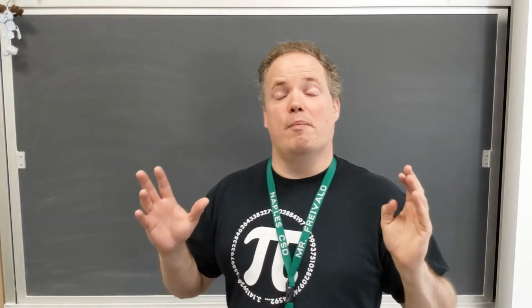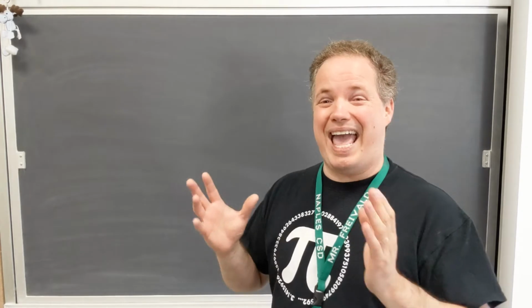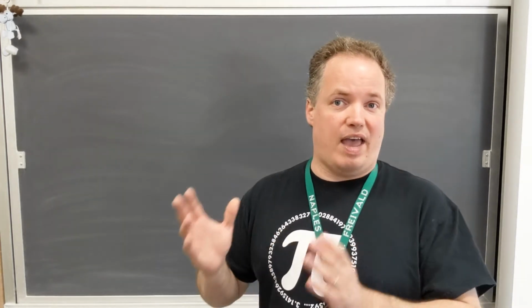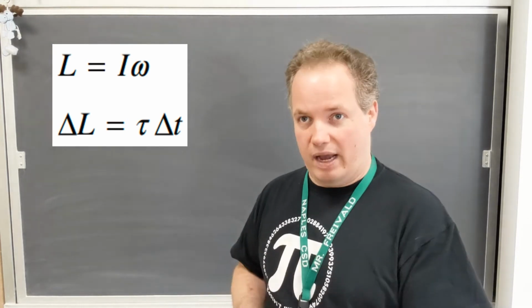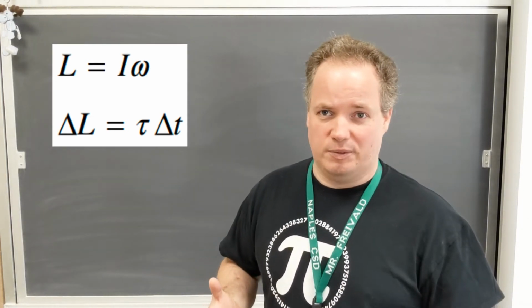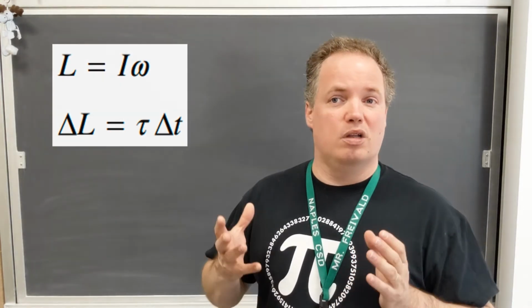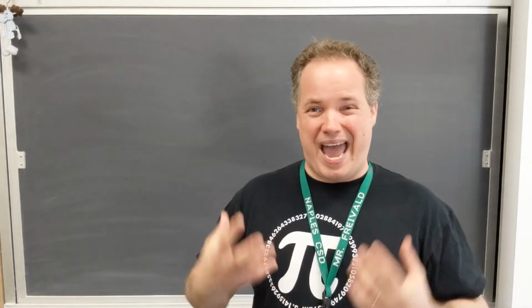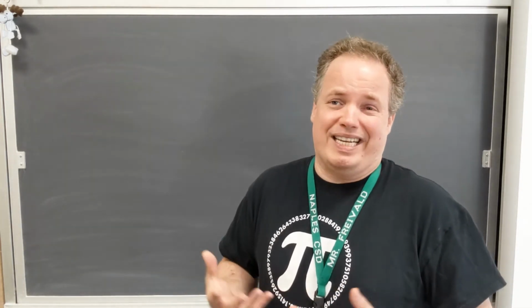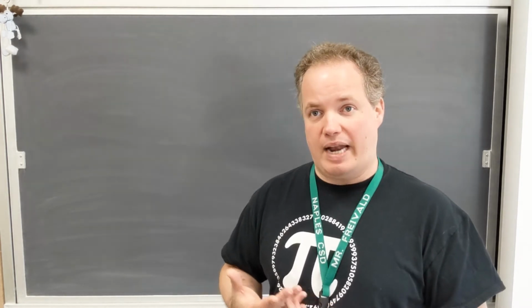Finally, we have momentum. We have regular momentum, p equals mv. Well, we have angular momentum as well. Instead of m, we use I. Instead of v, we use omega. L equals I omega. Nobody knows why it's a capital L. So angular momentum is a really cool concept. It's a really cool topic because unlike your mass, your moment of inertia is really easy to change. All you have to do is change the shape of your body.